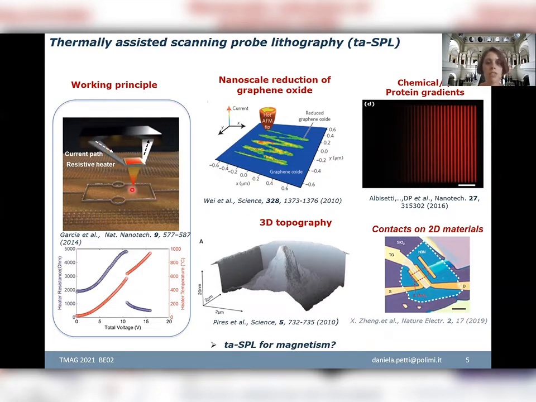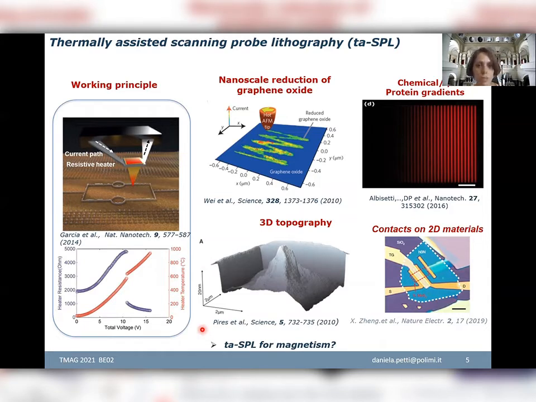In this way, by choosing the current applied, so the voltage applied to the system, it is possible to tune the temperature of the tip. And the final tunability is demonstrated here on the bottom, in which we have the applied voltage, and in red the heater temperature, that can reach up to 1000 degrees Celsius.